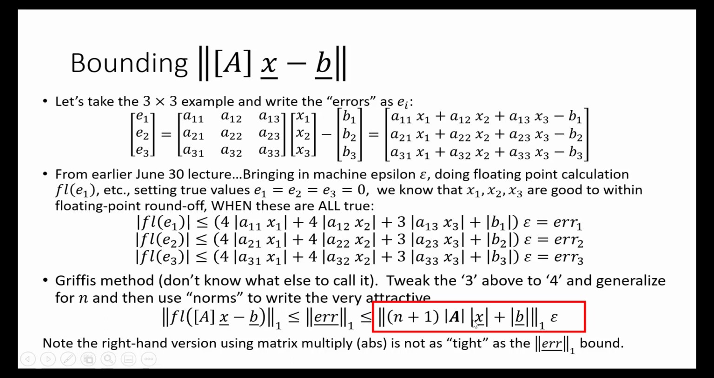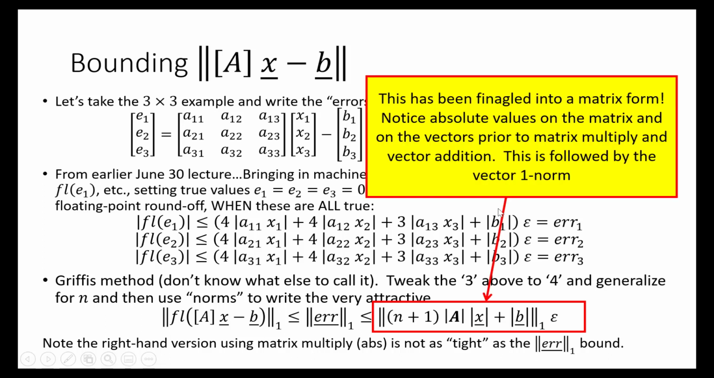Is very easily calculated in MATLAB. You do absolute value of this, absolute value of that, multiply by that n plus 1, and then add in the absolute value of the b, and then do the 1 norm of the result, multiply by machine epsilon. So I finagled this into a matrix form. Again, absolute values on the matrix and the vectors before you do the matrix multiply and the matrix vector addition, and then you do the 1 norm. Okay, so I think I've belabored that quite a bit there, but that's all it is.